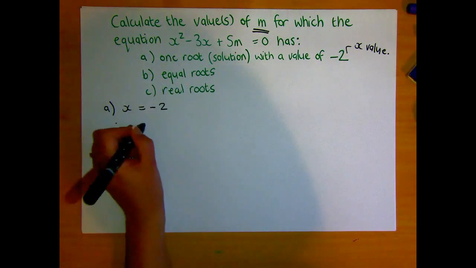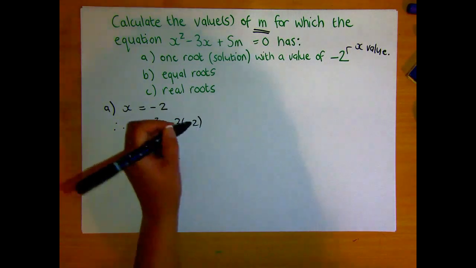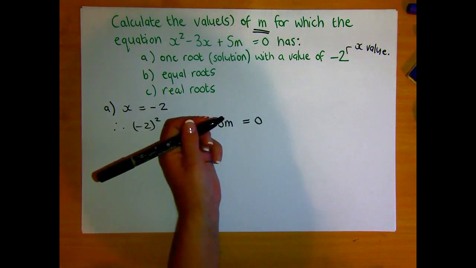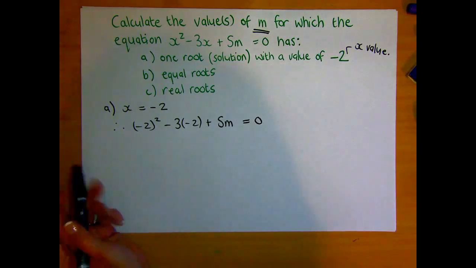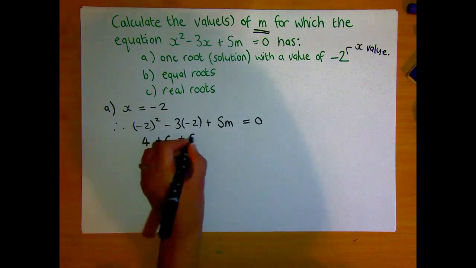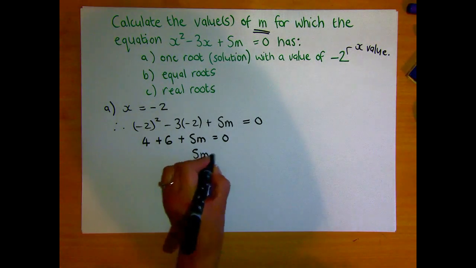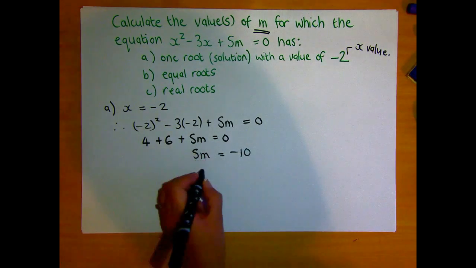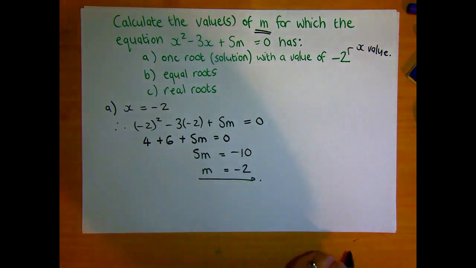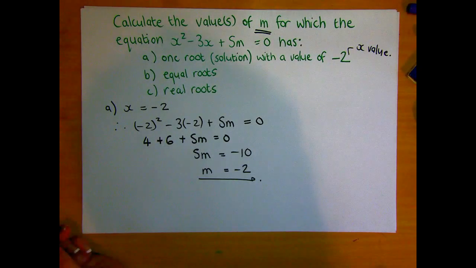Okay, so now I can say negative 2 squared minus 3 times negative 2 plus 5m, which is the thing I'm trying to find, and they've given me this equation equals 0. So I'm solving for m, basically. So this is 4, that's positive 6, and I've got 5m, and that equals 0. So 5m equals, on that side, negative 10, so m is going to be negative 2 as well as x. Okay, so you can see that something that sounds a bit strange is actually asking for something pretty simple and straightforward.